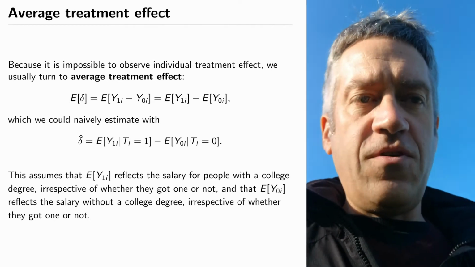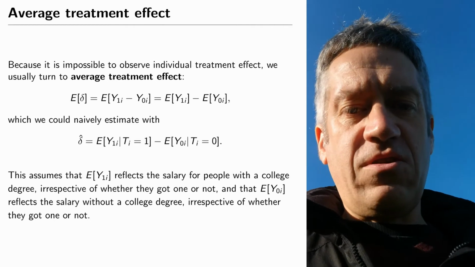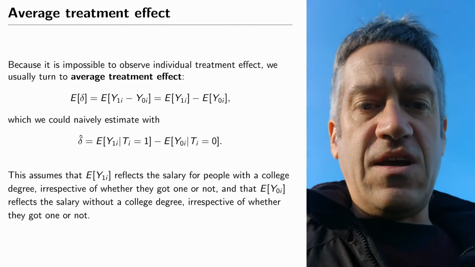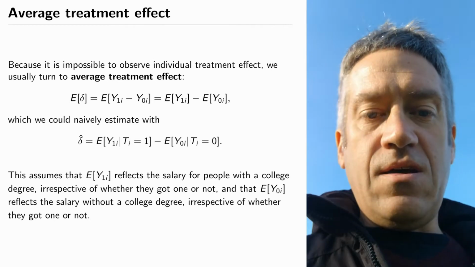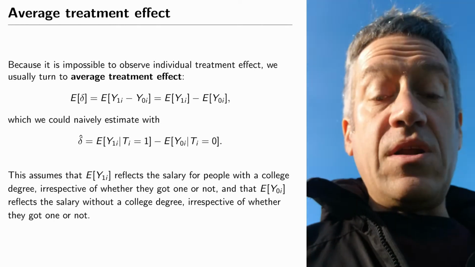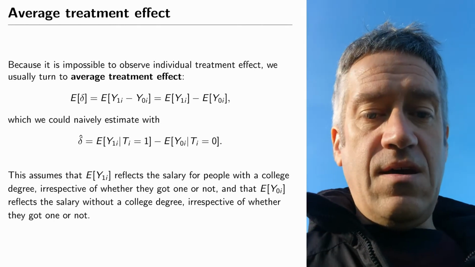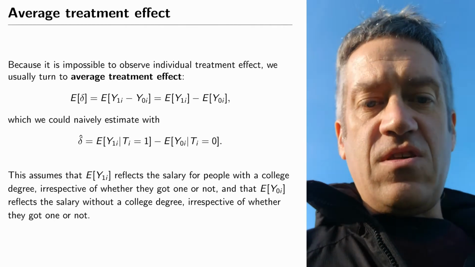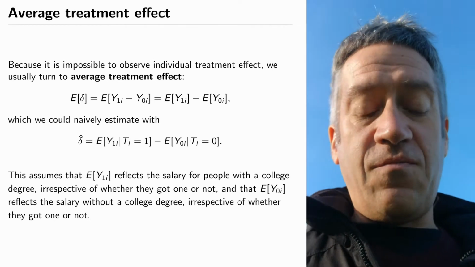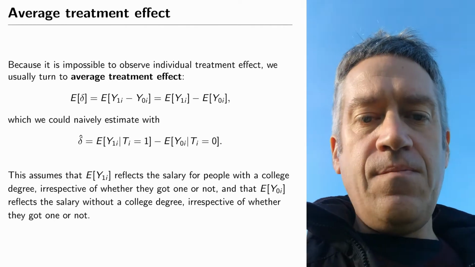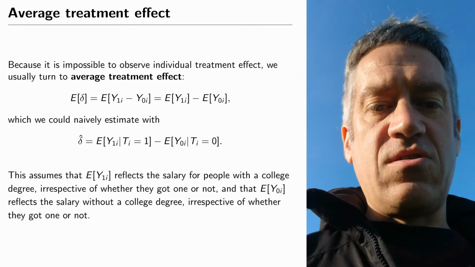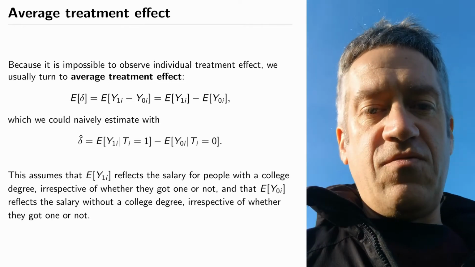You look at the average salary across those with a college degree and the average salary of those without a college degree, and you subtract the two. But it does assume that the level of the salary without a college degree would have been the same for those with a college degree, and the salary of those with a college degree would have been the same for those without it, right?